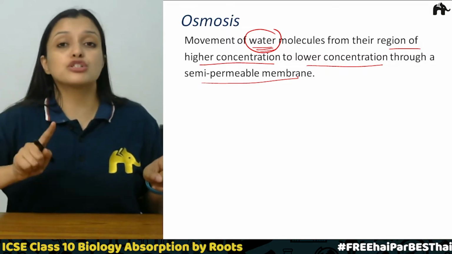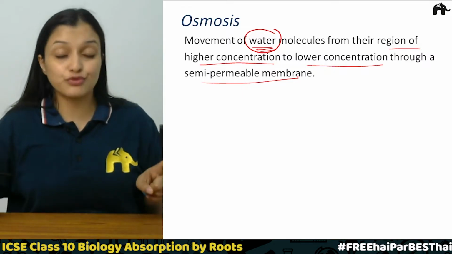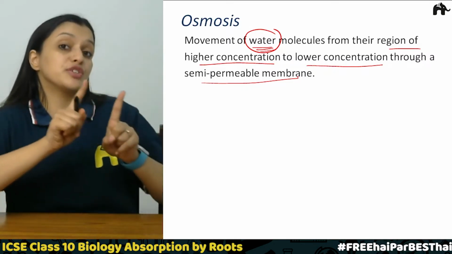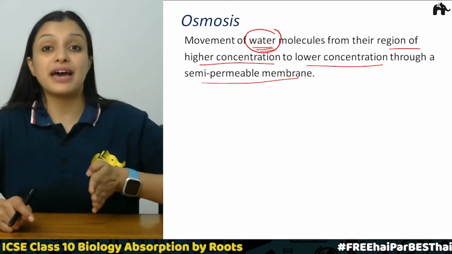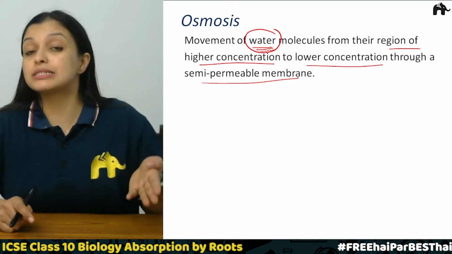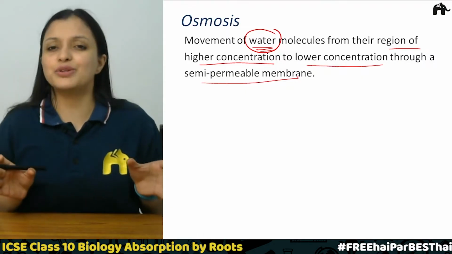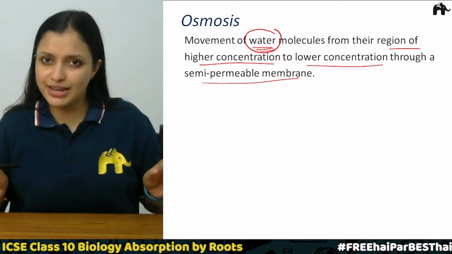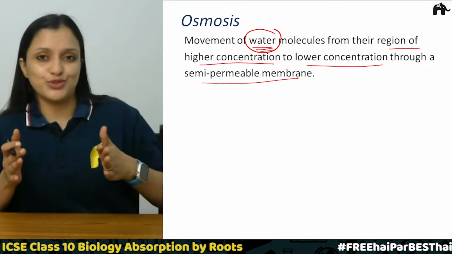But in case of osmosis, there is movement of water molecules, correct, from their region of higher concentration to the region of lower concentration, and in between them there is a barrier, which is what? That is a semi-permeable membrane. So a small difference, and I know you are now very well aware of the difference between osmosis and diffusion.